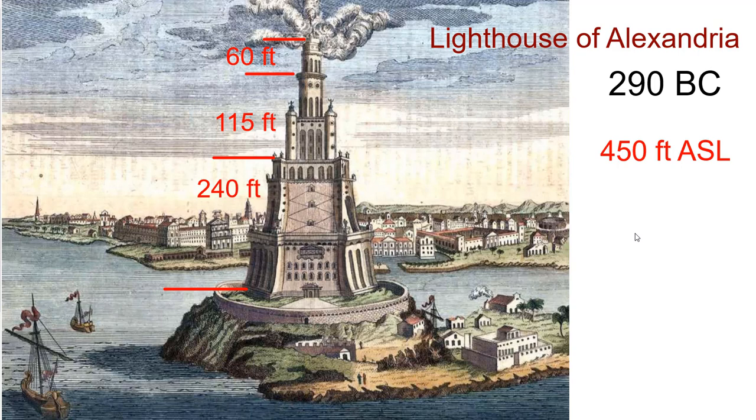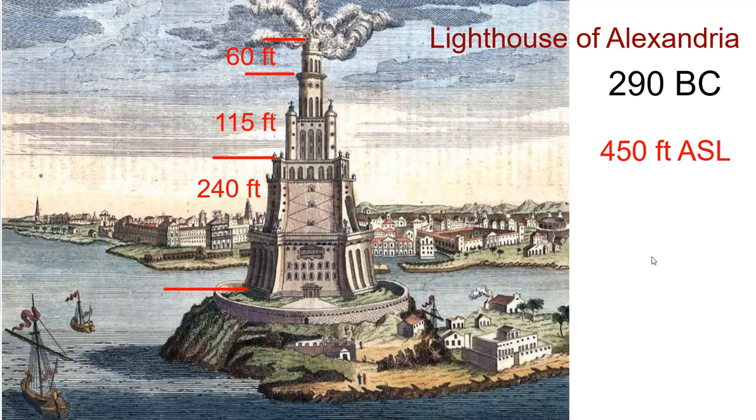So we believe that the Lighthouse of Alexandria has not survived. It's been destroyed because it was very, very old. But from drawings, we believe that it was about 450 feet above sea level. I've broken down some of the dimensions here. I measured them on my screen with the estimates and then how high above sea level. So we believe it was about 450 feet above sea level.